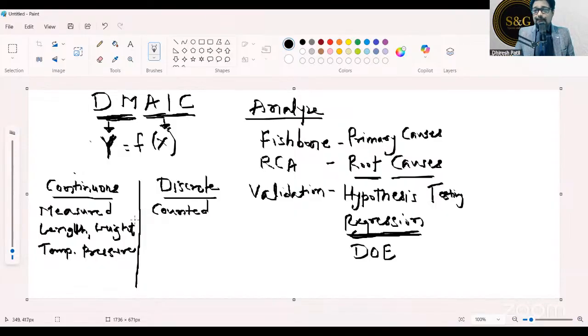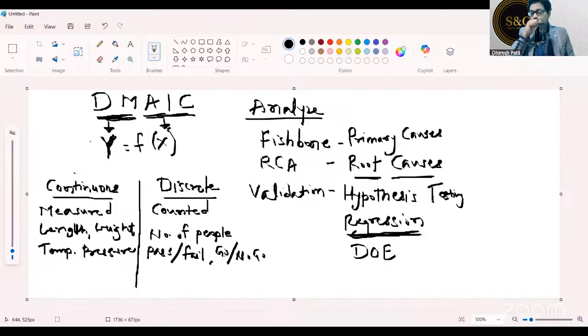And count data is nothing but the data which, for example, number of people in the room. Number of people. Or you can say pass or fail. How many people pass, how many people fail? Or go, no go. All these kinds of data are called discrete data. Very good. So whenever we are counting the data, it is called discrete data. How many people in the room? It's count data. It's discrete data.